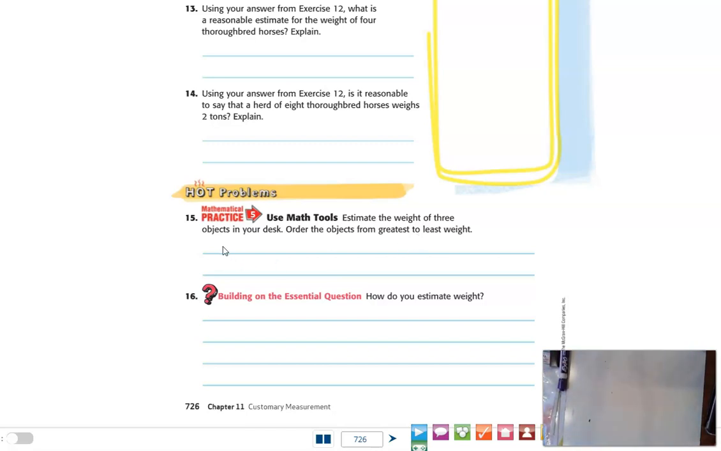when you're estimating for number 15. How do you estimate weight? Well, I'm going to estimate between the ounces, pounds, and tons, and then I'm doing that based on what is going to be reasonable to measure that.